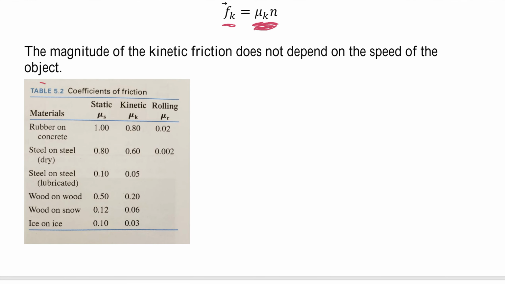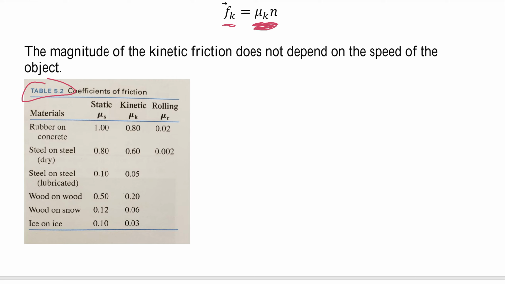We have in this table right here, table 5.2, the coefficients of friction. So I'm giving you some stuff here to reference back to. If you have some homework problems that are asking you for a mu sub S or a mu sub K, you'd want to reference this table. So rubber on concrete, this would be like if you have tires that you're talking about. Steel on steel, if you had some sort of steel cabinet sliding on, I don't even know, steel rails or something like that, then you would have that situation, okay?